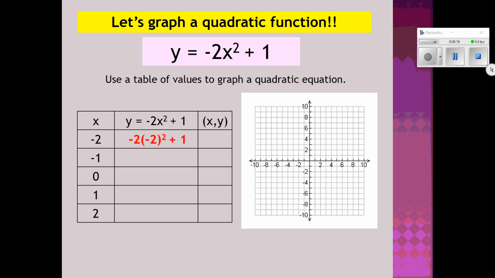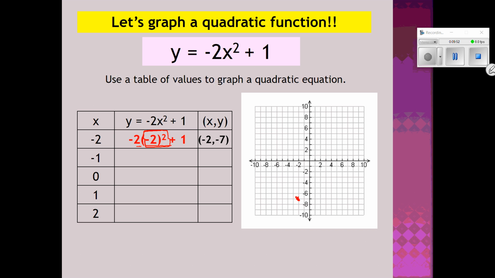So with this first one, if you plugged in -2 for x, we have to evaluate this part first, exponents first. So you have to do -2 squared. -2 times -2 is a +4. Then you can multiply that 4 times the -2, which is -8. Plus a +1 is -7. So our ordered pair is (-2, -7), which is right there.